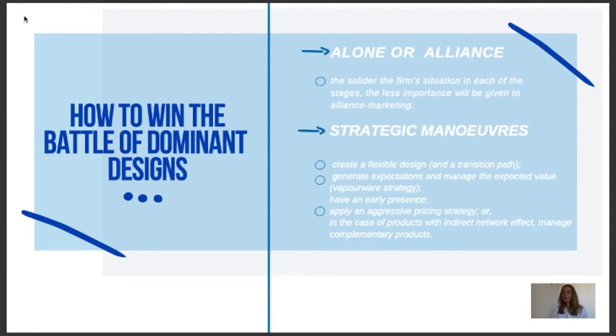So there are several strategic maneuvers it can deploy, such as creating a flexible design and a transition path to make it easier to adopt for customers, then generating expectations and managing the expected value so everyone knows what is there and no surprises or disappointments. Having an early presence or applying an aggressive pricing strategy to compete. And lastly, in the case of products with indirect network effects, managing complementary products.